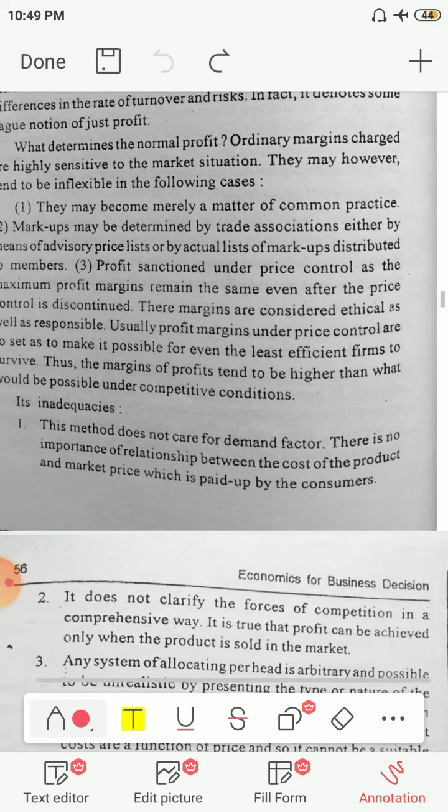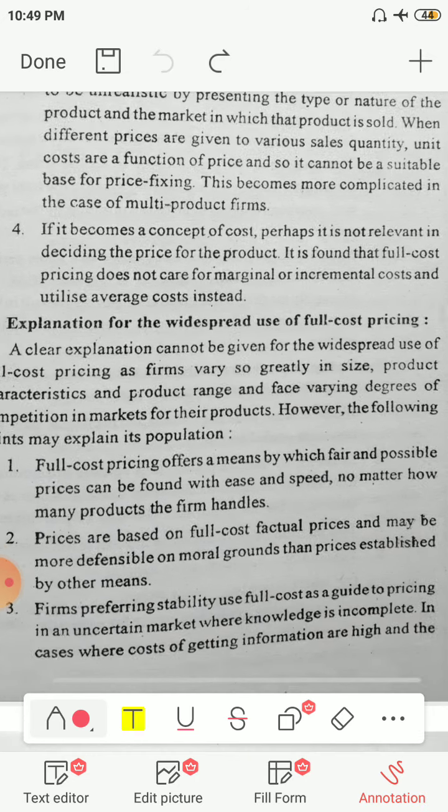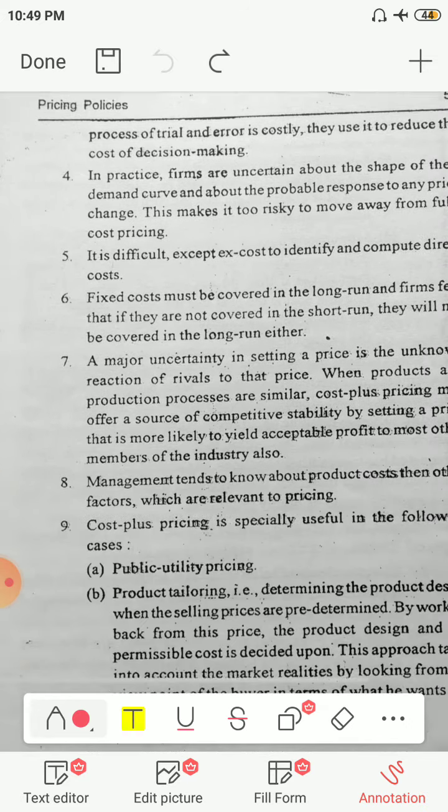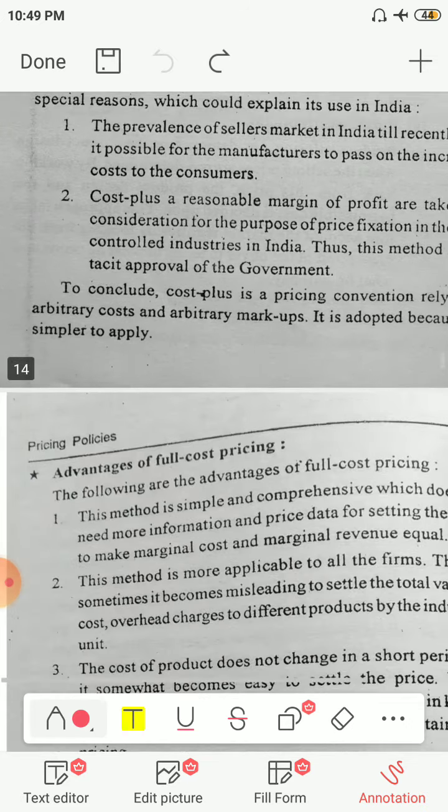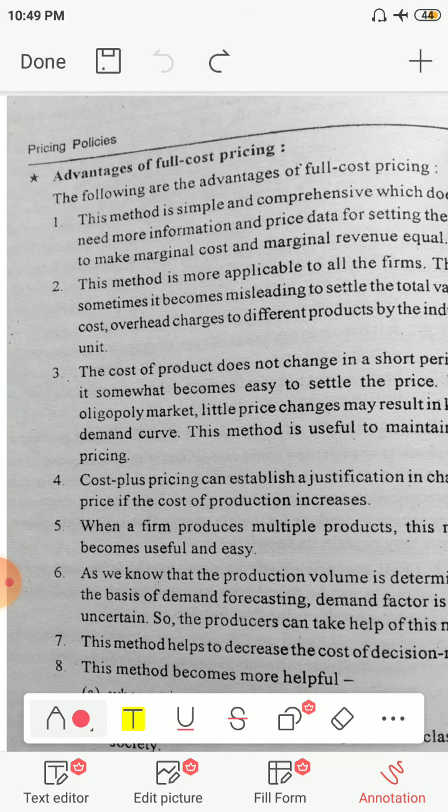As per our syllabus, we need to discuss different methods of pricing and the advantages and disadvantages of pricing. So we will directly switch to the advantages of cost plus pricing. Here one topic we have skipped, that is the widespread use of cost plus pricing. Simply, these are the situations why cost plus pricing is used mostly in the corporate world. If you read your book carefully, you will come to know that the explanation for widespread use and the advantages are the same, and as per our syllabus we have to discuss advantages and disadvantages, so we will focus on that only.